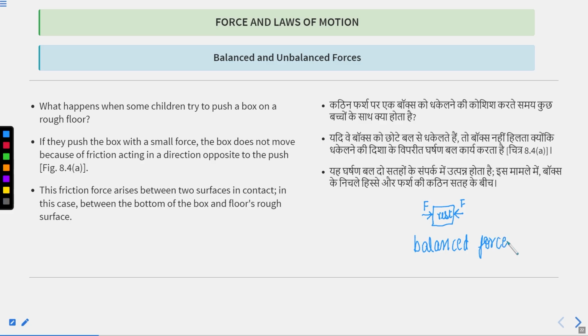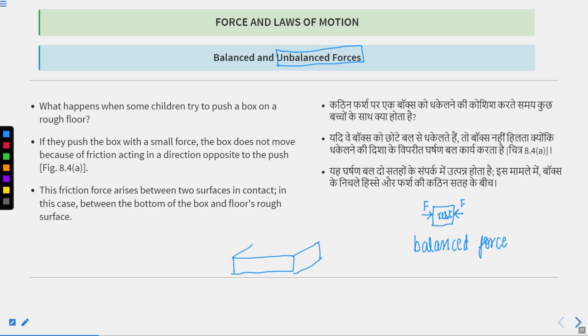And if two forces are applied in equal and opposite direction, but the magnitudes of the forces are not the same, one force is greater than the other force, then what will happen? The object will change its state. If that object is in rest position, it will start moving, so it will come in motion. That type of force is known as unbalanced force. Is it clear, class?